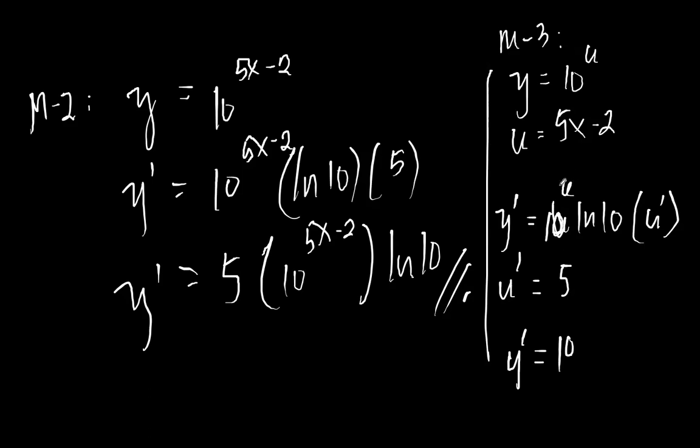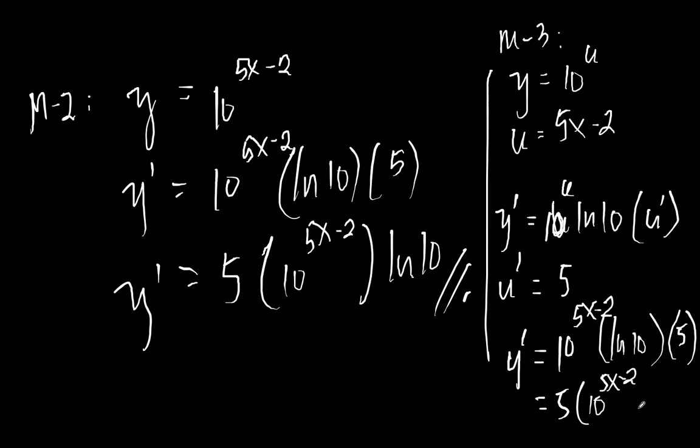So 10, and what is u? That's 5x minus 2, ln 10, and the derivative of u is equal to 5, so this is 5. And this is equal to 5 times 10 raised to 5x minus 2, ln 10. So we have the same answer, okay? So again, it doesn't really matter what method you use as long as you're not violating any rule in mathematical properties or rules specifically, okay?